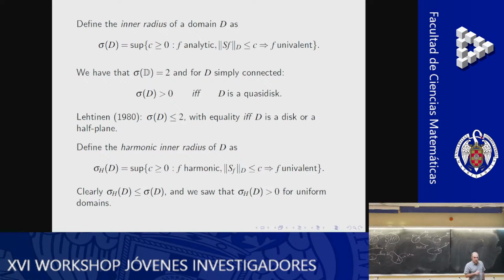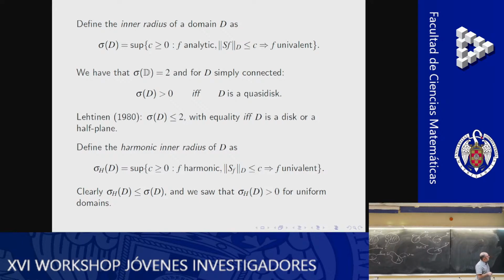We can define the harmonic inner radius now. The best constant such that for harmonic mappings, the Schwarzian being small implies univalence. And clearly, since F analytic implies harmonic, if a constant works for harmonic mappings, then it also works for analytic. Just a moment's thought gives you this inequality. The harmonic inner radius is always less than or equal to the analytic inner radius. And in that little table that I showed you, the strongest theorem was that the harmonic inner radius is positive for all uniform domains.